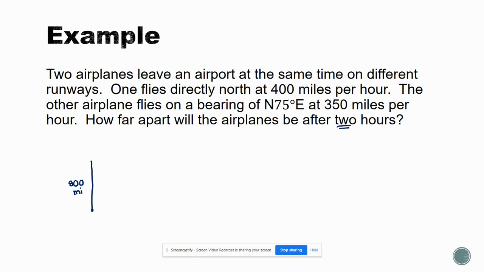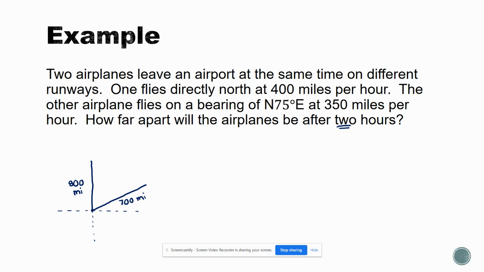It also says that the other airplane flies at a bearing of north 75 degrees east. So once again, if this dot is the airport where the planes were taking off, I want that to be the origin if I'm thinking about my bearing. And so northeast tells us that we are heading over here, up and to the right. Once again, the plane's speed is 350 miles per hour, but we are talking about a 2 hour time span. So if I double 350, that tells me that over here we'll have 700 miles.